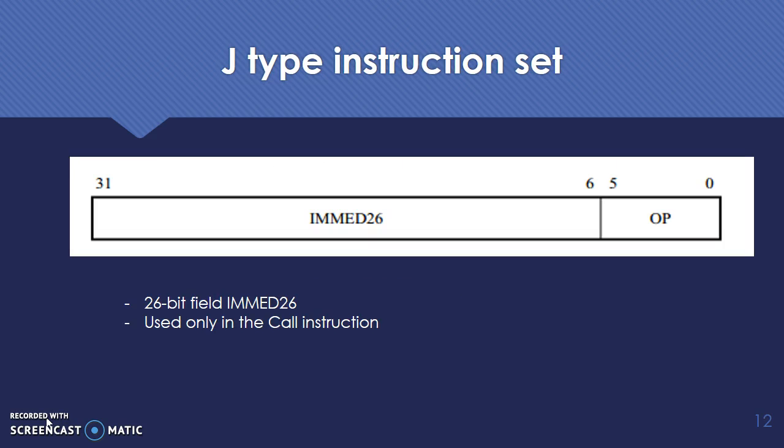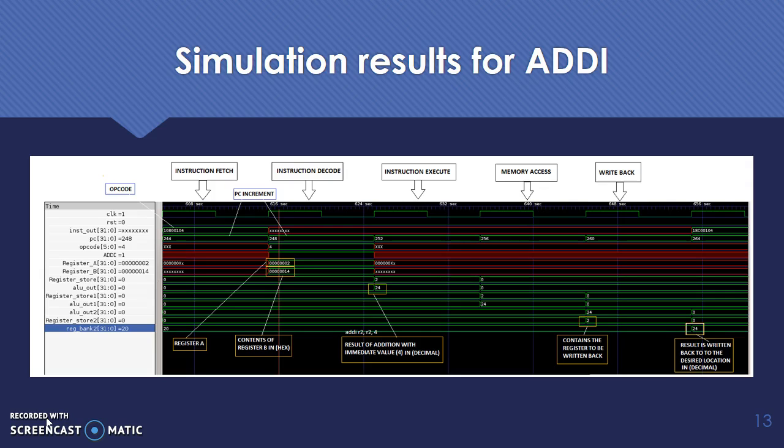This is the J-type instruction set. In this, there is a 26-bit field that contains an unsigned immediate value. This format is used only in the call instruction. Now let's go to the simulation results for each instruction.